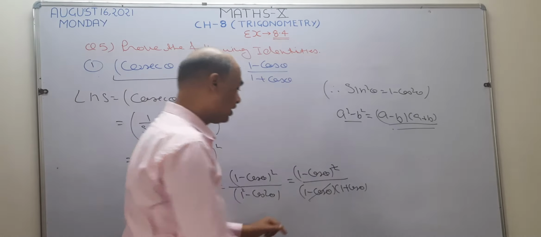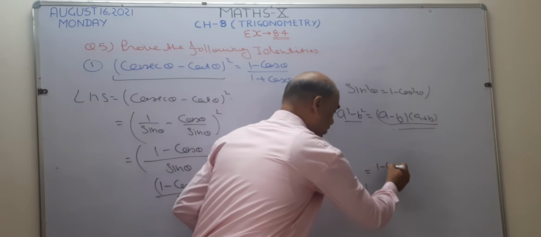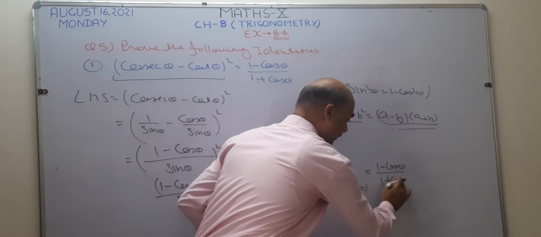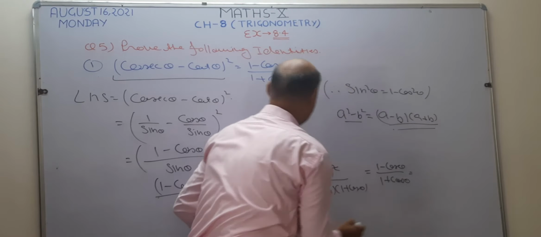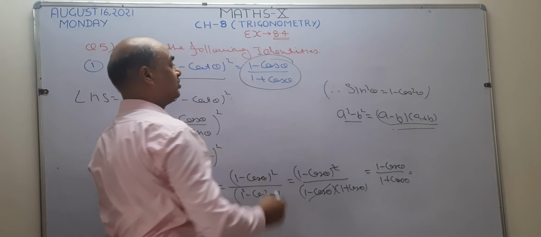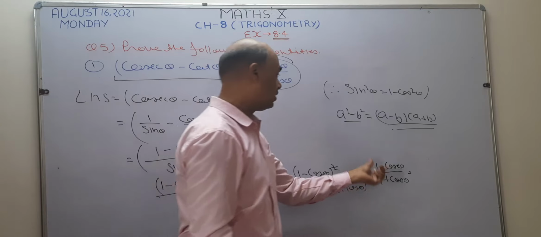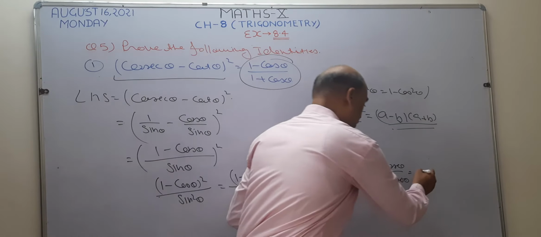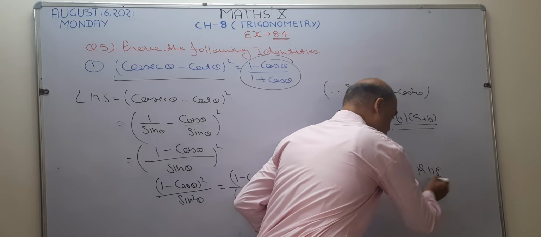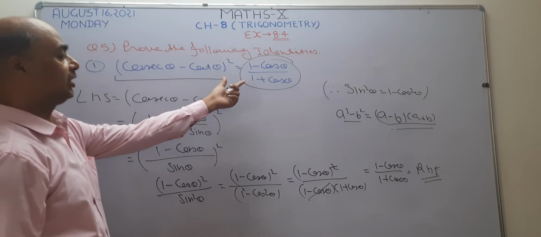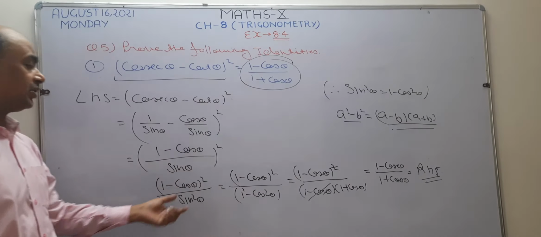Clear? Now what is left? In the numerator part, what is left? 1 minus cos theta. In the denominator, 1 plus cos theta. Now see, what is our requirement? In the right hand side, we required 1 minus cos theta and 1 plus cos theta. Same term is there, so it is equal to RHS. We started this question from the left hand side and reached the right hand side. I hope it is clear now.